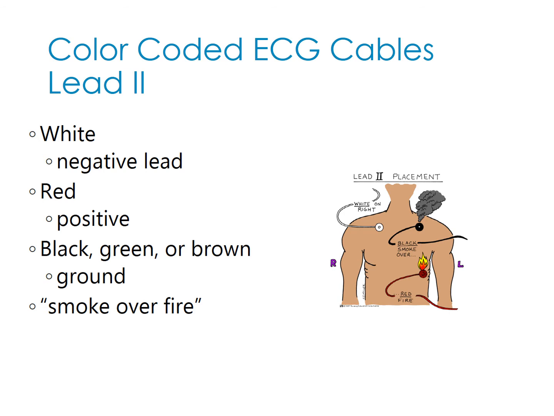So a popular phrase for lead 2 is smoke over fire. If you look at there, the red lead is your fire, and when there's fire, there's smoke. So your black would be above your red. So smoke over fire, and then white is on your right. So just remember, white on the right, smoke over fire, and you will always remember how to place these leads.